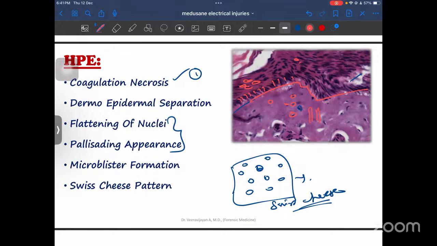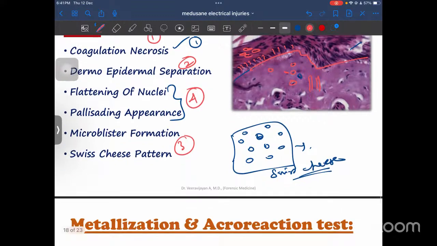One is it causes coagulation necrosis. Another one is it causes dermoepidermal separation. Third one is it forms microblister and cheese pattern. Fourth one is palisading appearance due to the flattening of nuclei. These are the important things in histopathological examination.